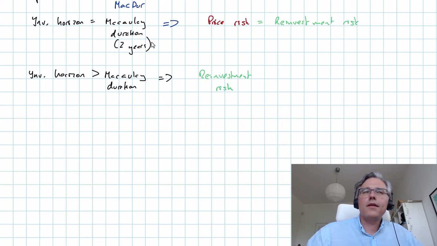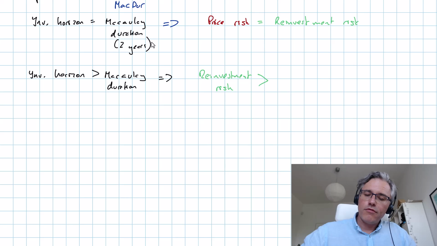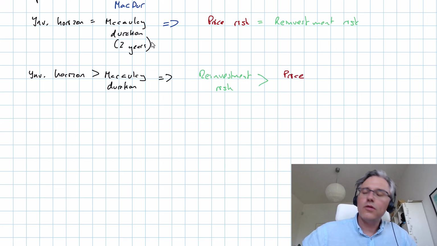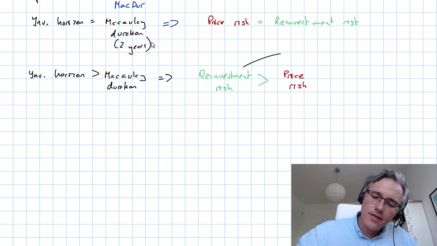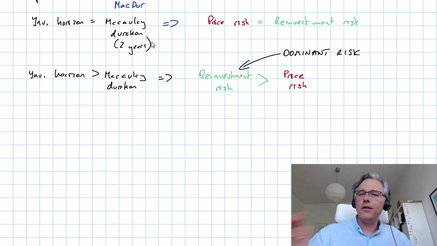the risk associated with reinvesting the coupon for a longer period of time will prevail over the effect to the price of the bond, the price risk. So you could say that this is the dominant risk, and I'm going to explain this in a moment, don't worry. This becomes our dominant risk out of the two.